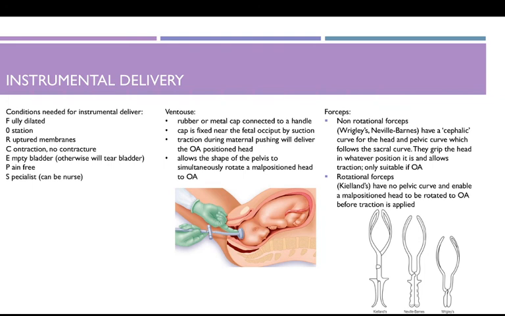Okay, so forceps, you have non-rotational forceps and rotational forceps. Non-rotational have a cephalic curve for the head and a pelvic curve which follows the sacral curve, and they grip the head in whatever position, and it allows for traction. And it's only suitable if the baby's head is in OA position. And rotational forceps have no pelvic curve, and they enable a malpositioned head to be rotated to OA before traction is applied. So non-rotational are these 2, and rotational is this one.